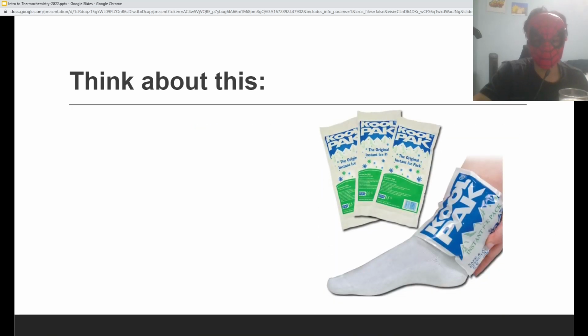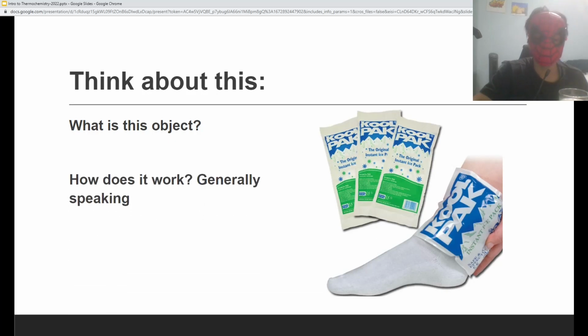In this slide, we are asked to think about an ice pack that is placed on a leg. The first question on the slide asks us to identify the object in this image. The object in this image is an ice pack. The second question on the slide asks us to describe in general terms how the ice pack works. An ice pack works by absorbing heat from the surroundings and using it to melt the ice inside the pack.